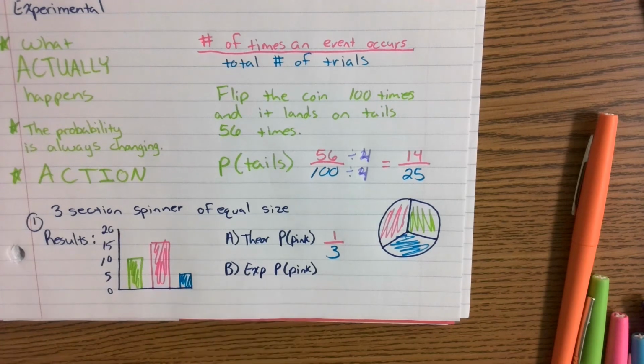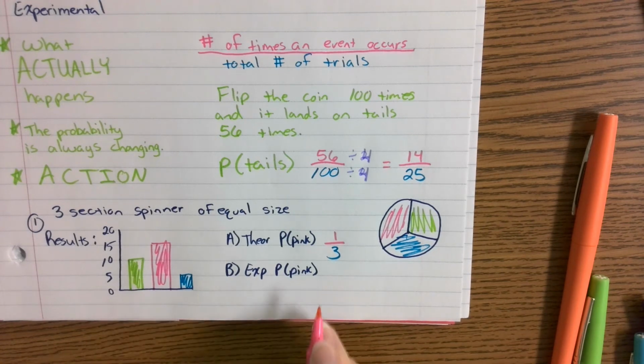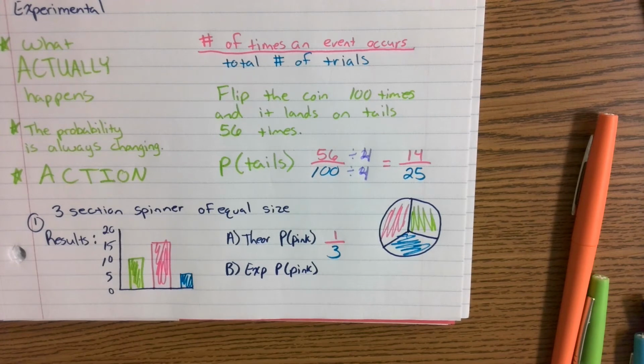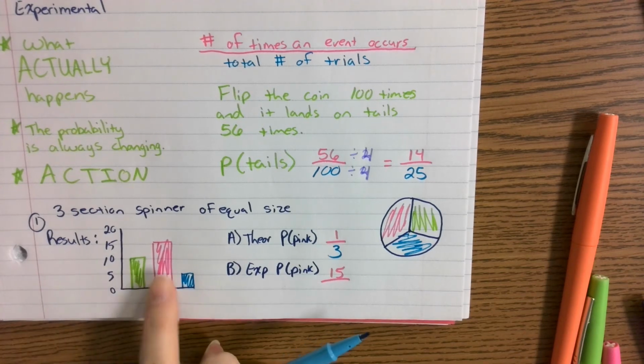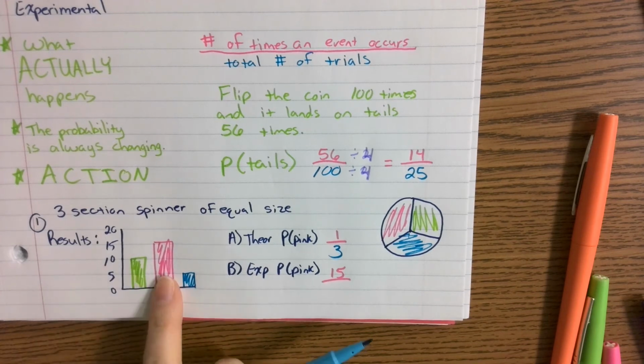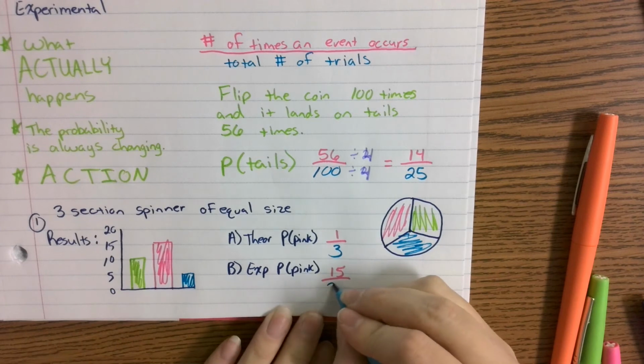Experimental probability is based off of the action. Another word for action is results. Frequency. These are terms that mean an action occurred. A frequency table, a result table, a graph displaying that information. So here, how often did pink occur? Caden? 15 times. How often did I perform the trials? How many trials were there? Caden? 30, right? We can easily find that out by going, hey, 10 plus 15 plus 5. 10 green, 15 pink, 5 blue. Add that all together, it's 30 trials.